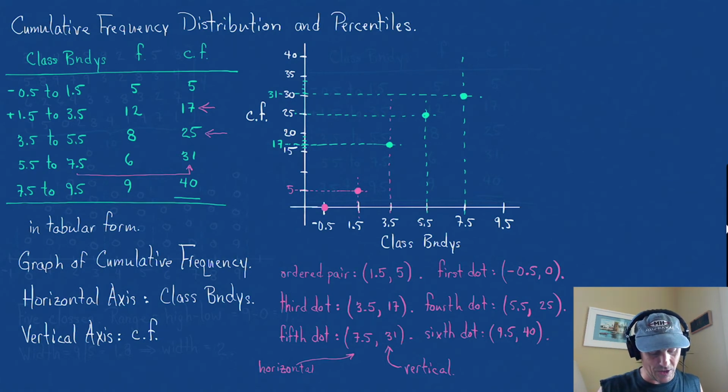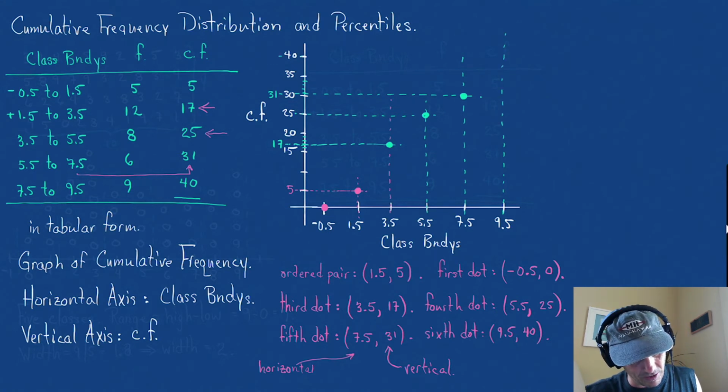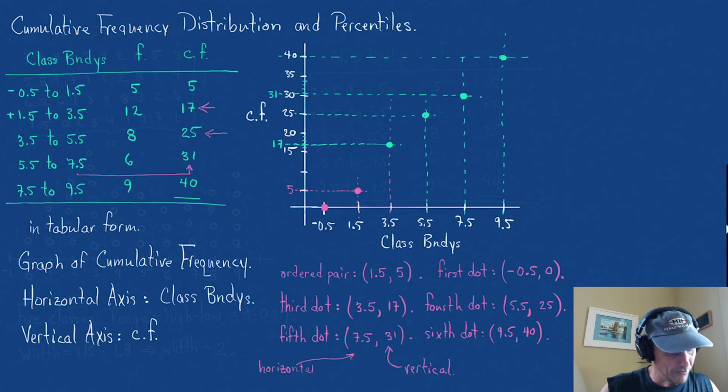And our sixth dot, we're on dot 6 now, is 9.5. So we're going to go up from 9.5. I always kind of overshoot it. I know I got to get to 40. 40 is going to come across right here at the top. There it is. Look at that. And there is my 40.